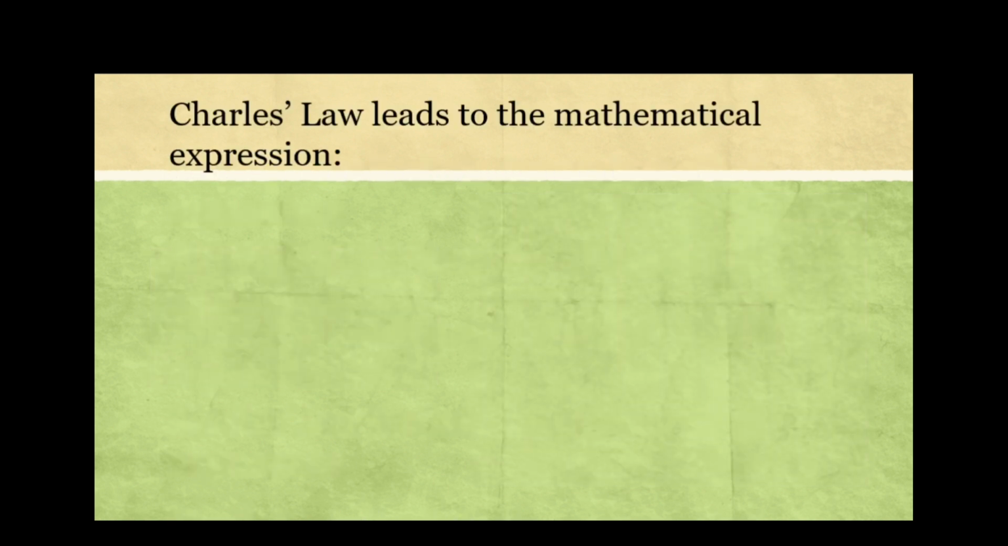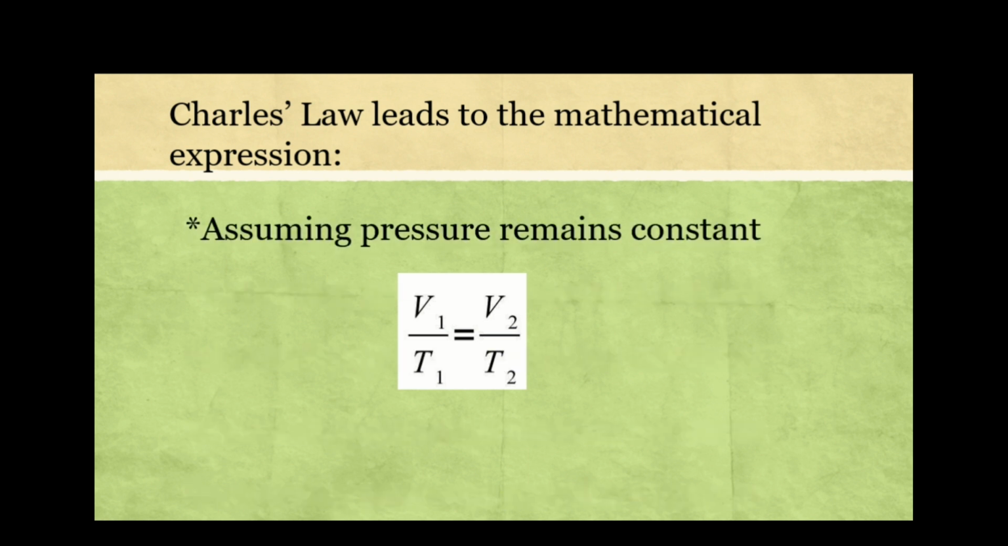So, Charles' law leads to the mathematical expression V sub 1 over T sub 1 is equal to V sub 2 over T sub 2, assuming that pressure remains constant. So, we will use cross multiplication here. So, that is V sub 1 times T sub 2, and then V sub 2 times T sub 1. So, we will have this general equation for Charles' law.